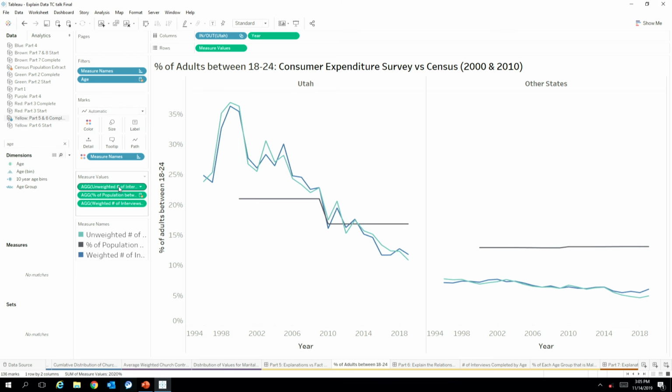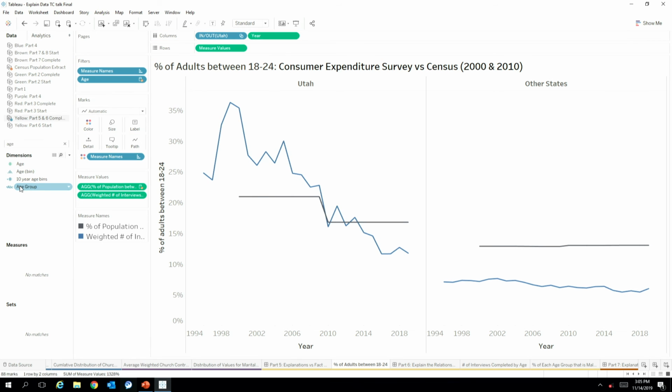So let me just simplify this. We'll just look at the weighted population. So this is after the Bureau of Labor Statistics has adjusted their survey for sampling bias. And it's saying that over 40% of the population in Utah is between the ages of 18 and 24. Whereas when you compare this to census data, it's much, much lower. And so the young people were dramatically overrepresented in this survey up until about 2010. And in more recent years, young people have become underrepresented.